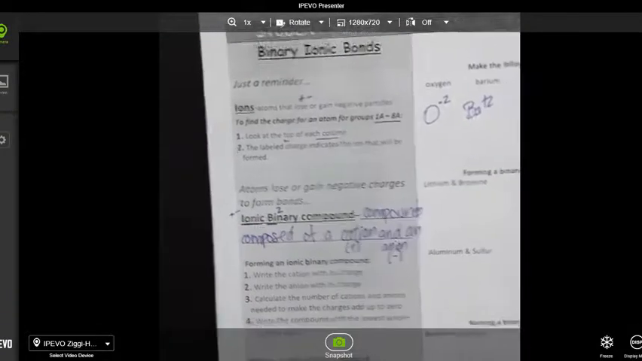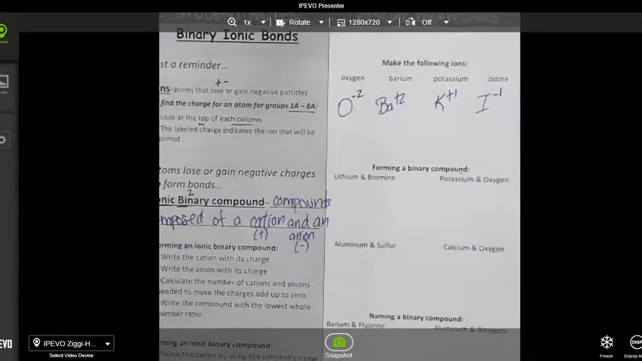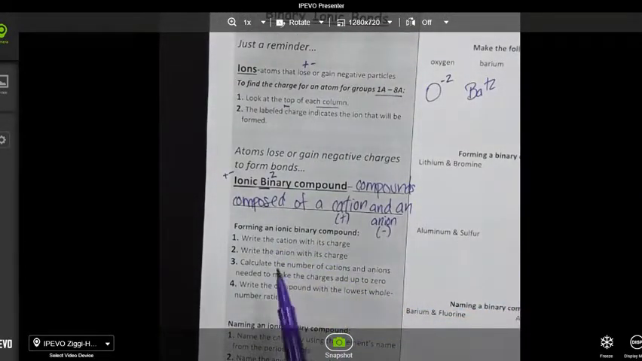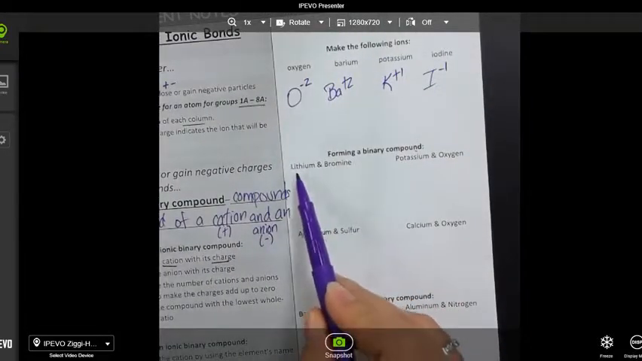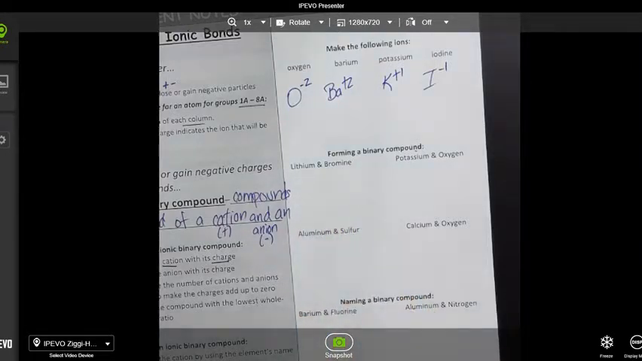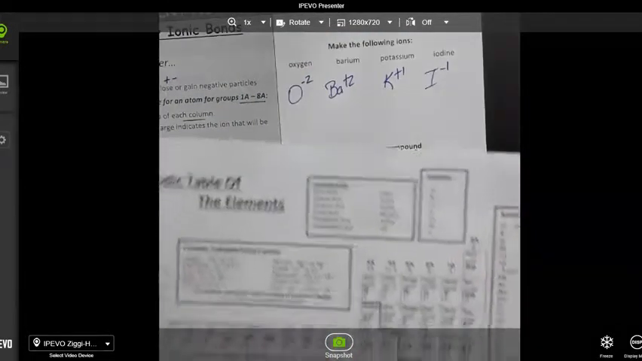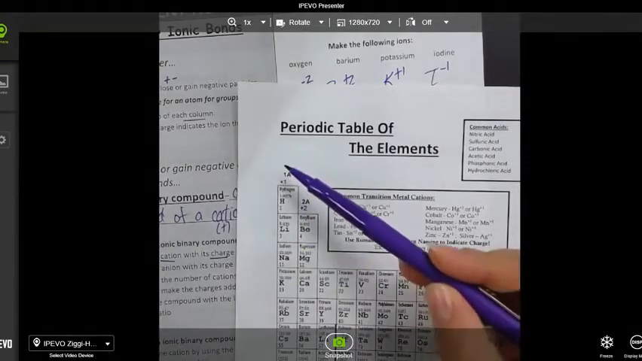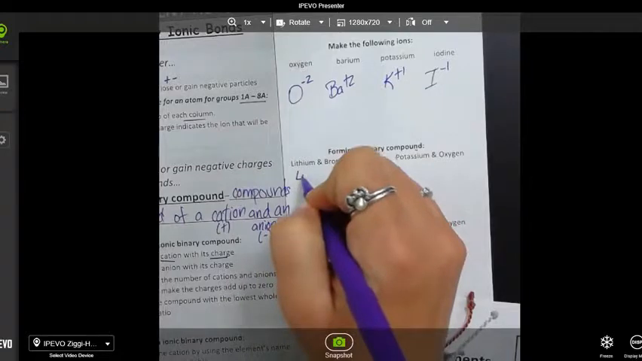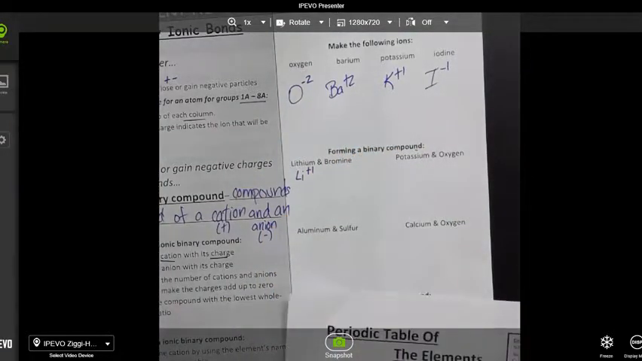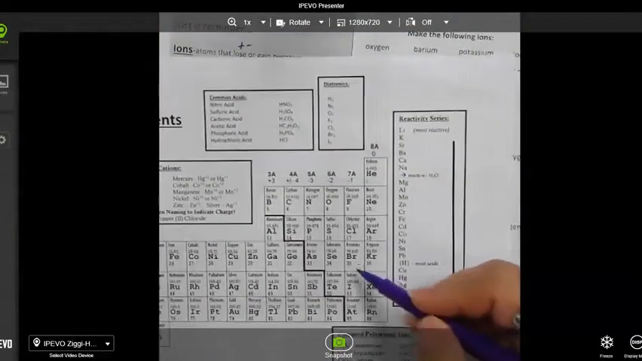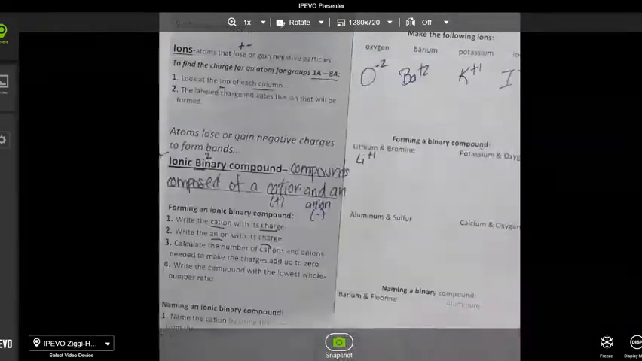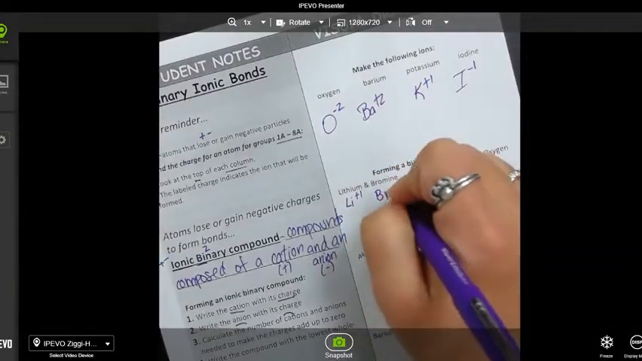In order to form a binary compound, there are a couple of steps we're going to take. The first step is to write the cation with its charge. With these two elements, we have lithium and bromine. Which one is the cation? Which one is the anion? Well, if we remember, cations are positive. Lithium is here in group 1, it's +1, so we write down Li +1. Bromine is the anion. The next step is to write the anion with its charge. Bromine is here, a member of group 7, so it is Br -1.